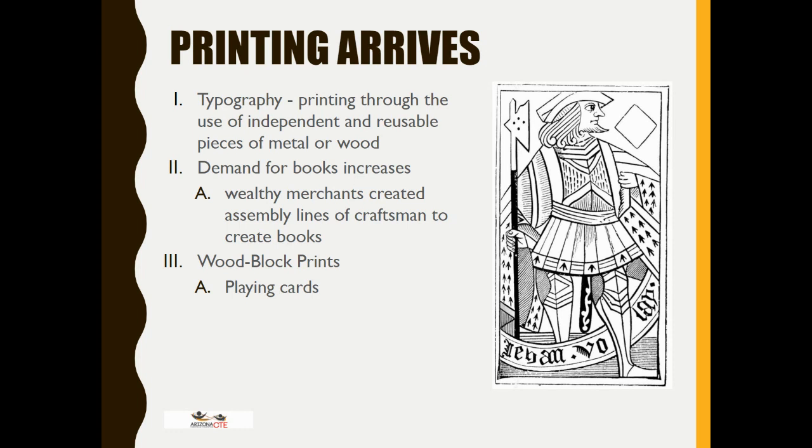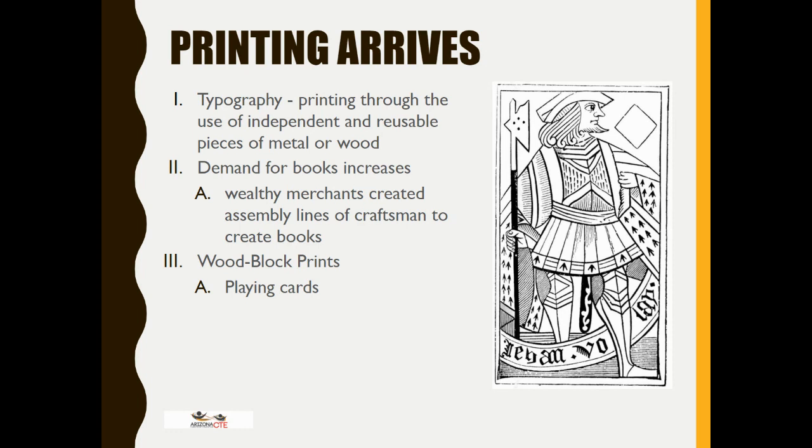So printing was a huge shift in our culture, in our world altogether in terms of mass communication. So typography, printing through the use of independent and reusable pieces of metal or wood, that is what typography basically is. So it started out with wood or metal pieces. They'd carve the letters, they'd shift them around in little plates, and then they would print those.